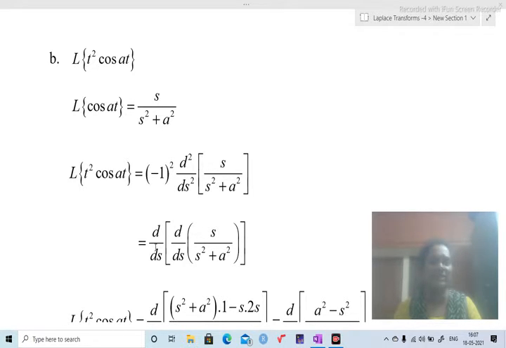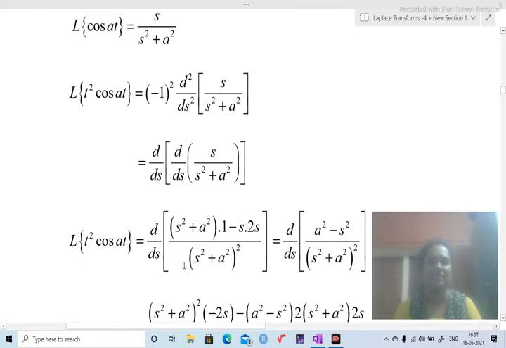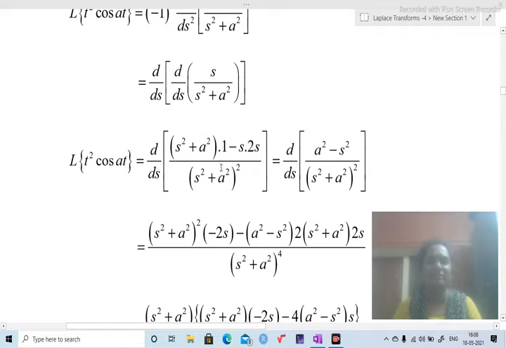Minus 1 whole square is plus 1. So d square by ds square can be written as d by ds of d by ds. So now I am concentrating on the differentiation of this term with respect to s. So d by ds as it is, again use the u by v formula, denominator whole square, denominator into differentiation of numerator, that is 1, minus numerator into differentiation of denominator, that is 2s. Again simplify, then we get the simplification of this as this.